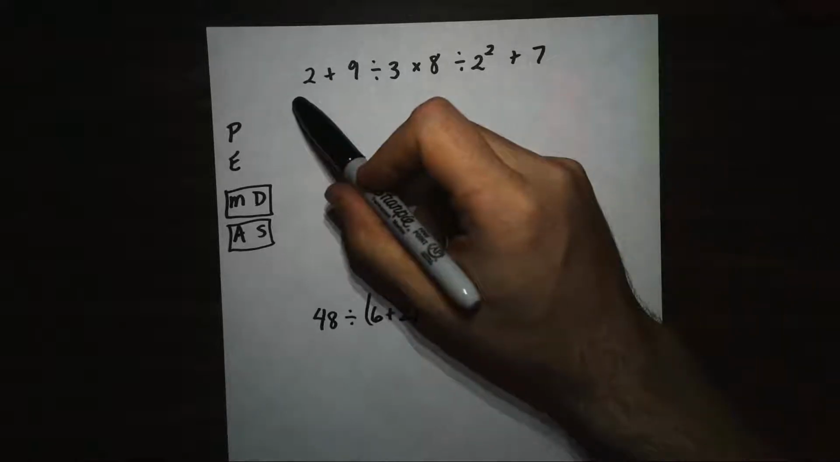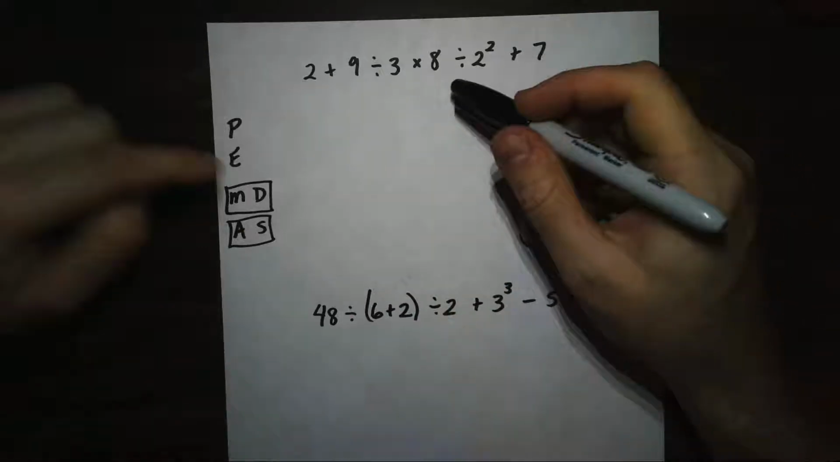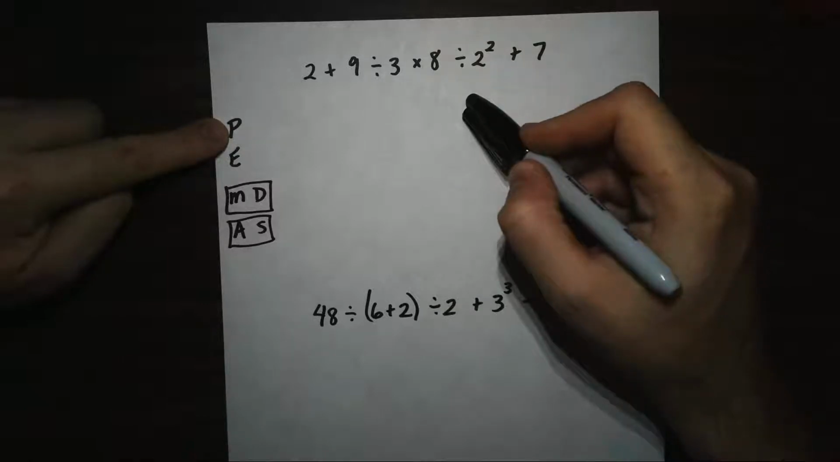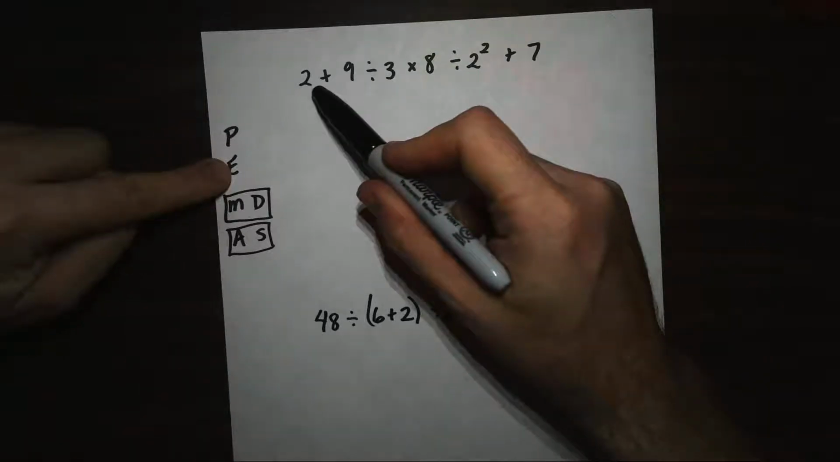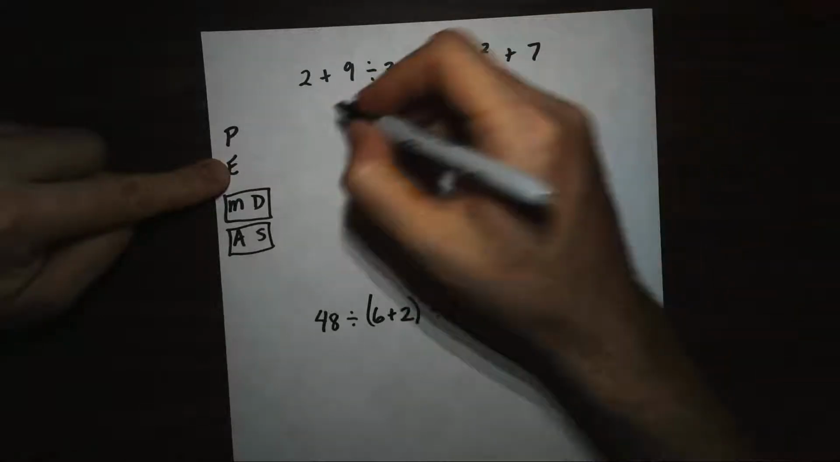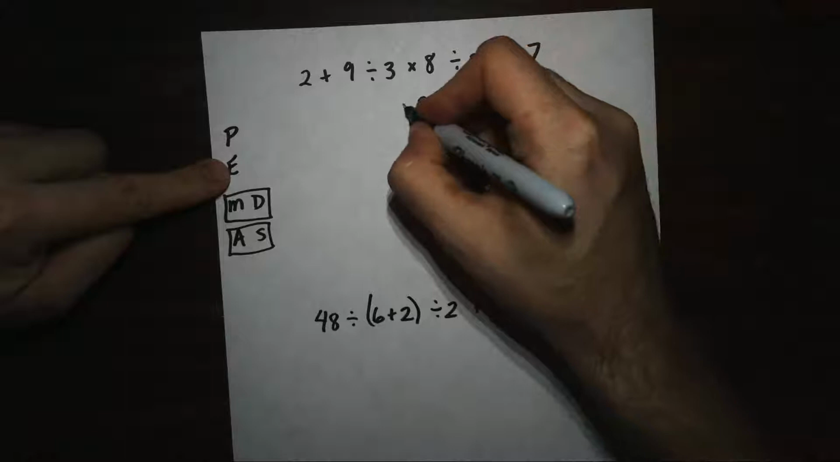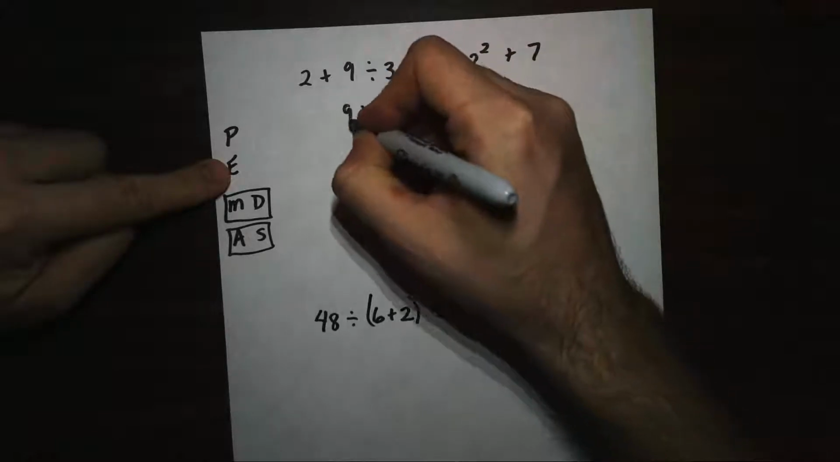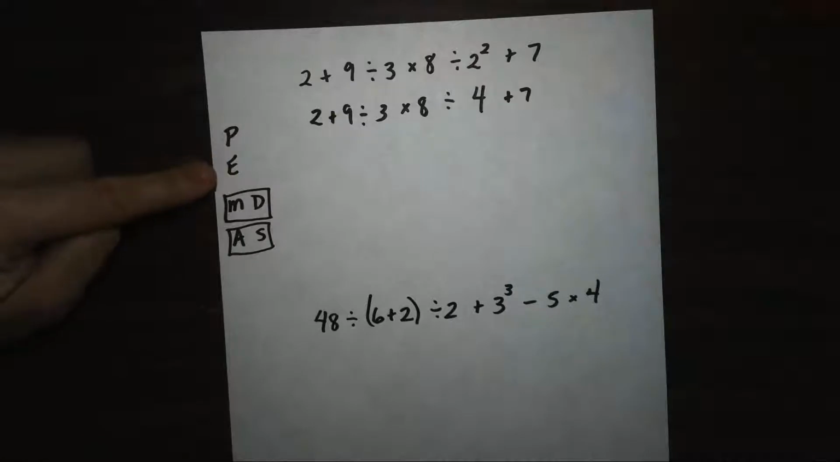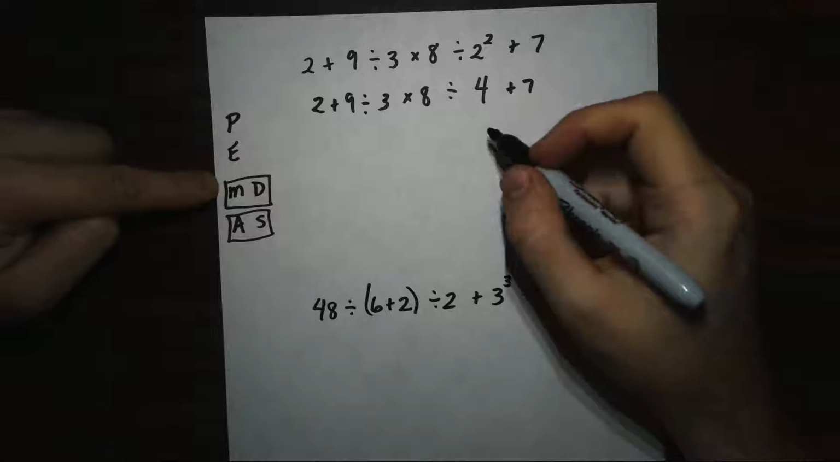So looking at our first expression, we're going to start and look for some parentheses. There aren't any parentheses, so we're going to go straight on to exponents. And I see 2 squared, which equals 4. And as I go, I'm going to go ahead and rewrite every single thing and just do one step at a time, because I found that that helps me stay more organized and leads to fewer mistakes.